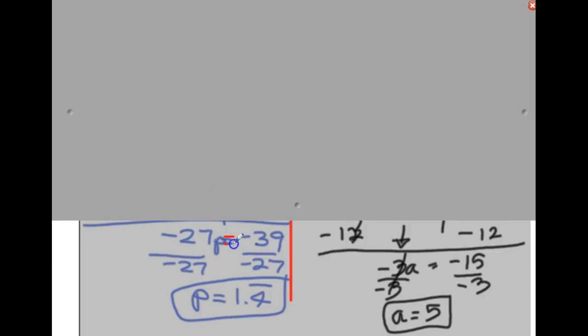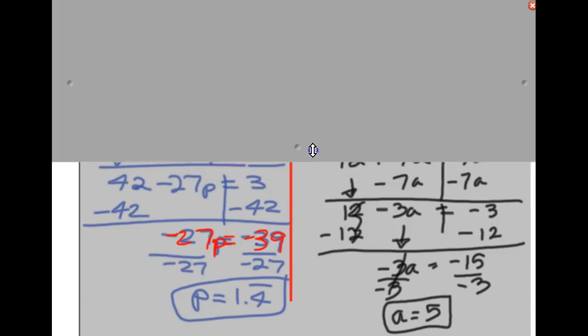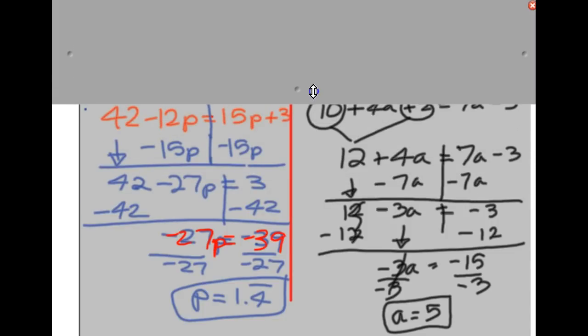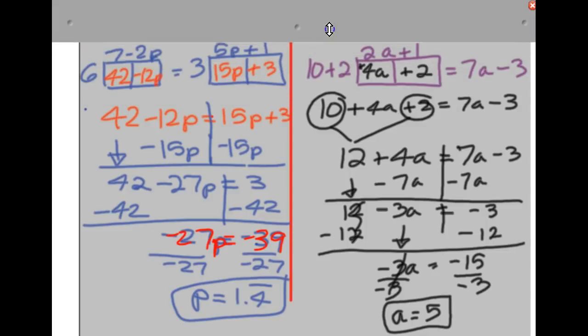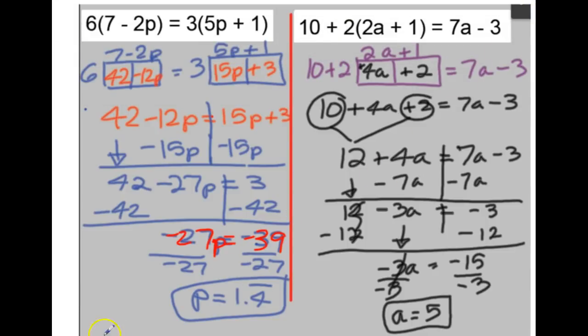Like here we have negative 27p equals negative 39. We see multiply, we'd have to divide. Then we're going to add on and make it a 2-step equation. And then a multi-step or a 3 or more step equation, and so on. So that's why I'm saying, no, you can't just do this in your head. We need to show our work.